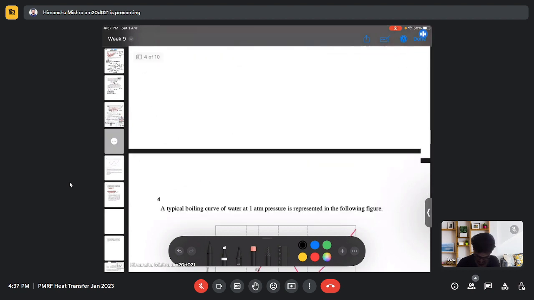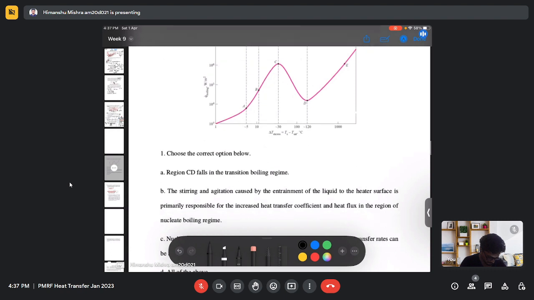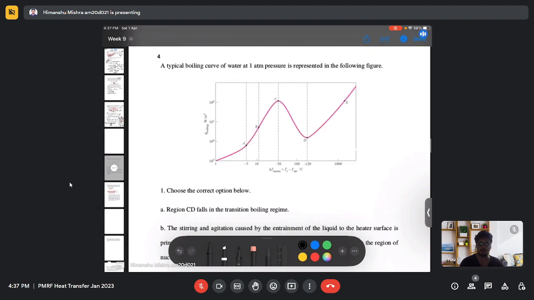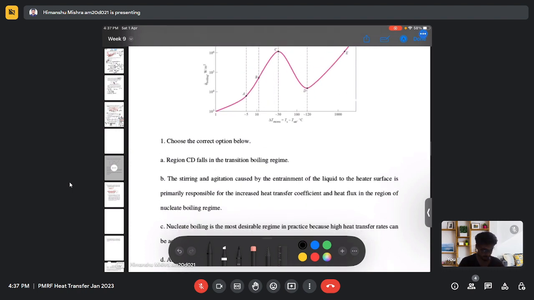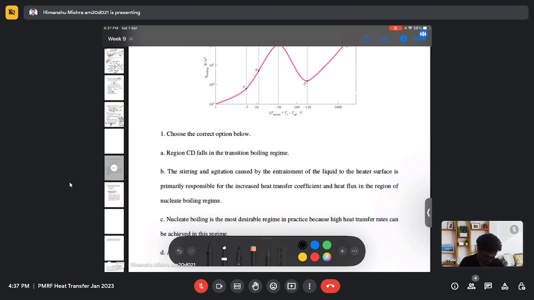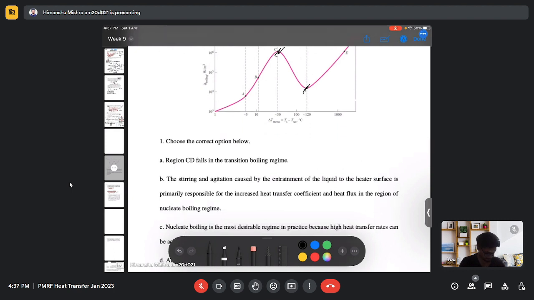So for now, let's move to the next question. This is a multiple choice question based on boiling heat transfer. We are given a typical boiling curve of water at 1 atmospheric pressure, and we need to find the correct options. The first option is that the region CD falls in the transition boiling regime. So is it a correct option?